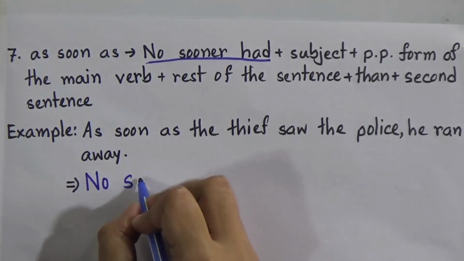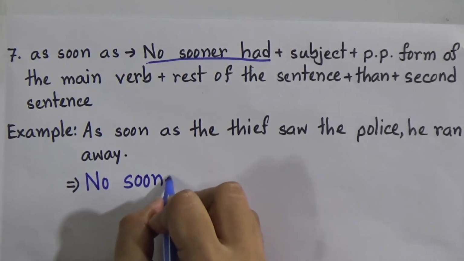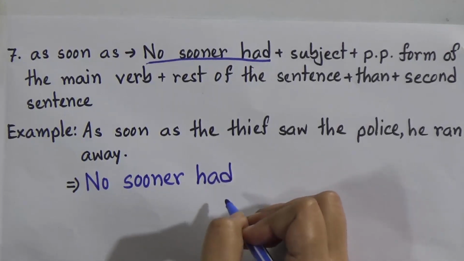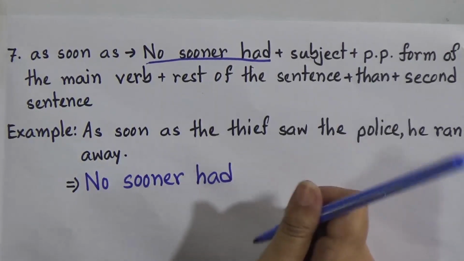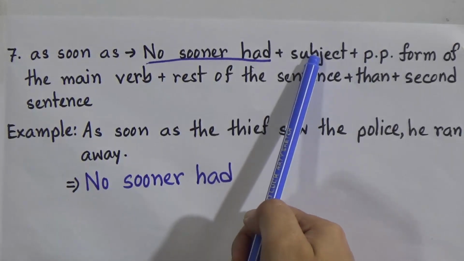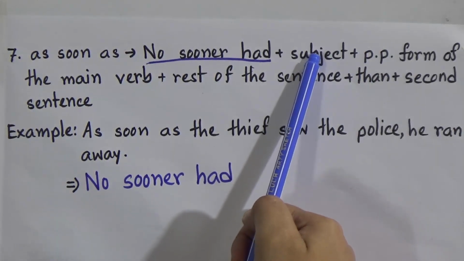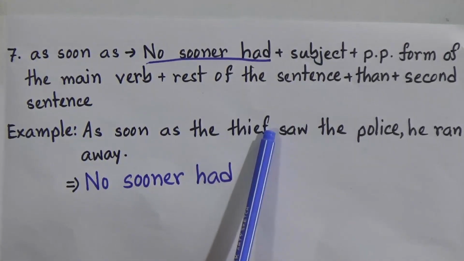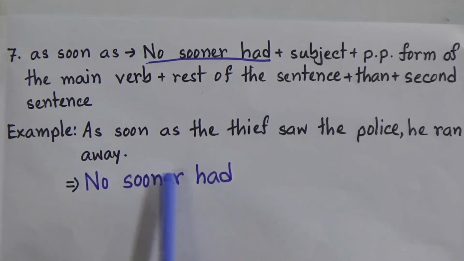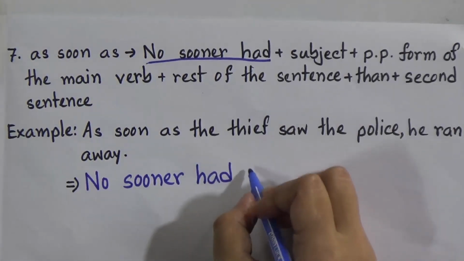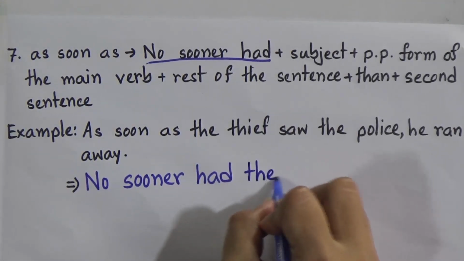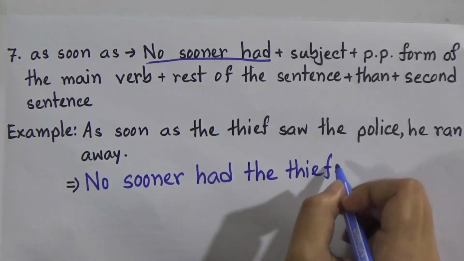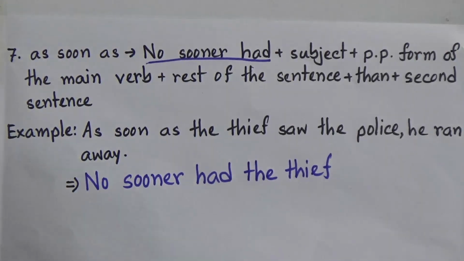No sooner had. Now look, what is it in there? The subject. Here it will be the subject. So what is our subject? Now look, as soon as the thief. So no sooner had, we will write the subject here, the thief. No sooner had the thief.